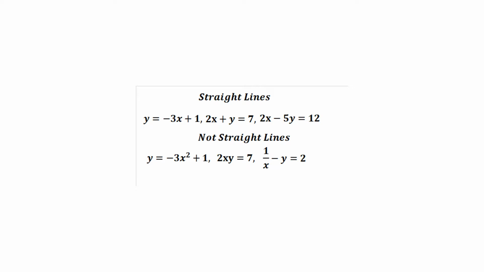Now, what are not straight lines? If we look at the first one, it has an x squared in it. You could have an x cubed, x to the 4th, x to the 5th, not straight lines. 2xy equals 7. That's an equation that does not represent a straight line. The x and y are together. And then we have 1 over x minus y is 2. The x and the y are not together, but it's 1 over x. It does not represent a straight line.